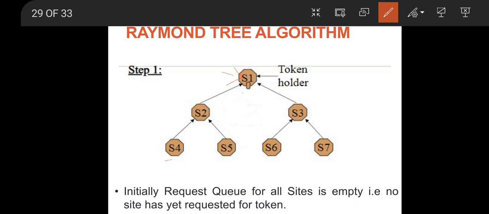All other sites, that is S2, S3, S4, S5, S6 and S7, their holder variable is pointing towards S1. That means the holder variable of S4 will have the ID of S2. Similarly S5's holder variable will have the ID of S2. Similarly for S6 and S7, their holder variable will have the ID of S3. And S2's holder variable will have the ID of S1. S3's holder variable will have the ID of S1. So from the holder variable, a site will get to know in which direction the request is to be sent so as to get the token. Now as I said, every site will be maintaining the request queue.